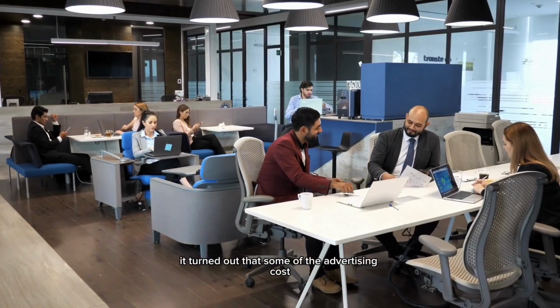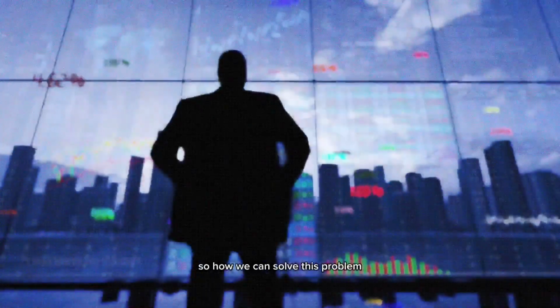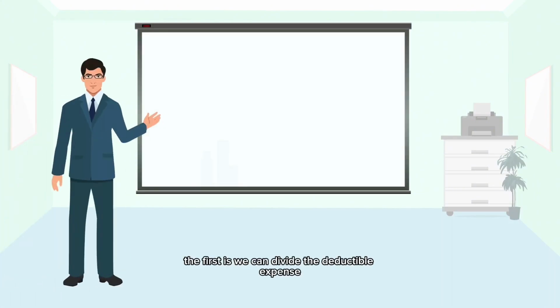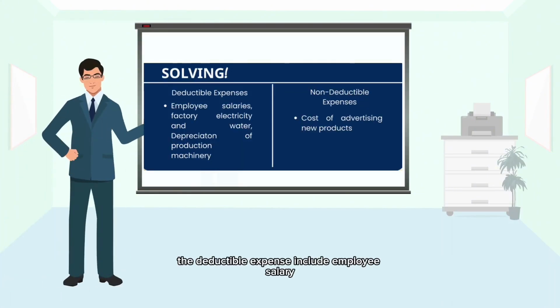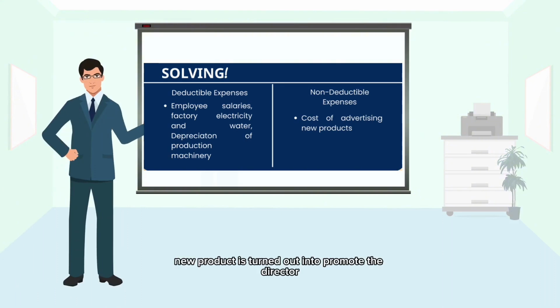The problem is, during the tax audit, the tax auditor questioned the advertising cost. It turned out that some of the advertising costs were used to promote the director's personal events outside the company activities. So how can we solve this problem? The first is we can divide the deductible and non-deductible expenses. The deductible expenses include employee salaries, factory electricity and water, and depreciation of production machinery. Meanwhile, the non-deductible expense consists of the cost of advertising the new product. Why? Because this advertising turned out to promote the director's personal events outside the company activities.